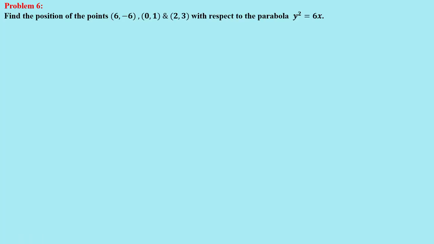Next problem. Find the position of the points (6, -6), (0, 1), and (2, 3) with respect to the parabola y square is equal to 6x. Equation of the parabola y square is equal to 6x, that is equation number 1.